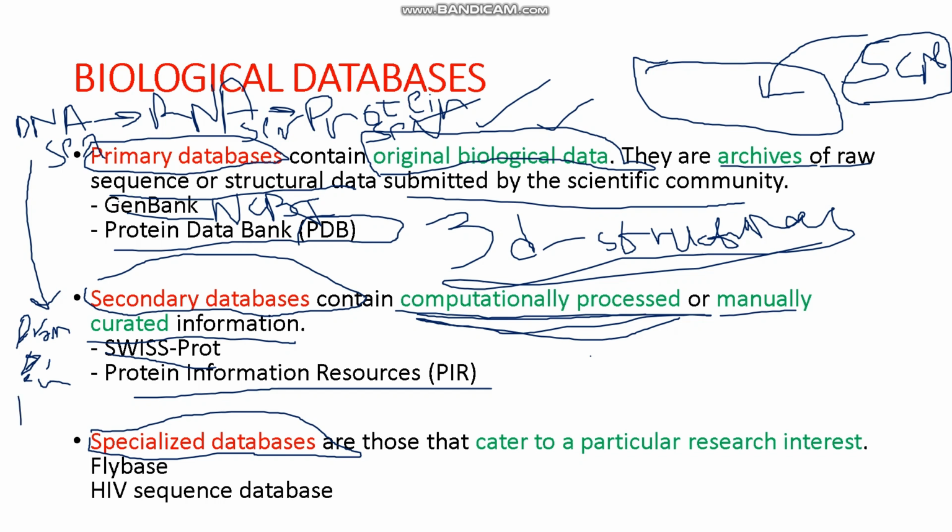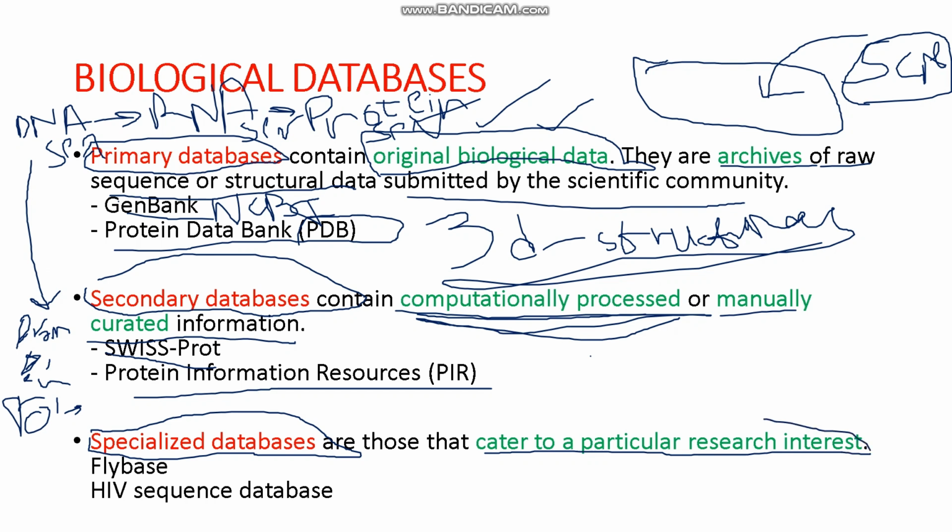And there is a polyA tail available in the messenger RNA. Different types of transcriptomics data are available. Different types of proteomics data are available in the DNA sequencing, RNA sequencing or protein sequencing. That will not be curated by the primary databases, so we have to do that curation by using the secondary database. And the specialized databases cater to a particular research interest.